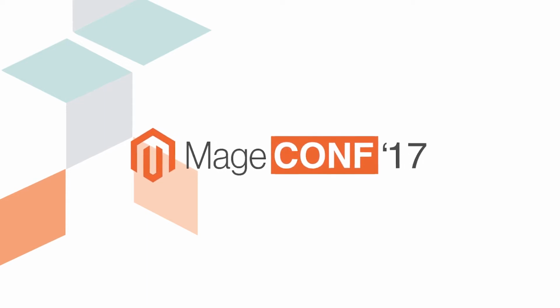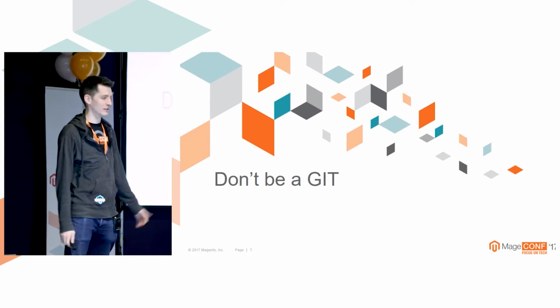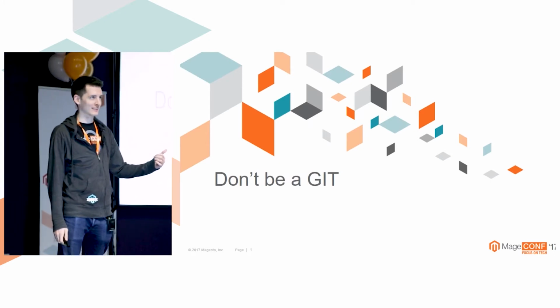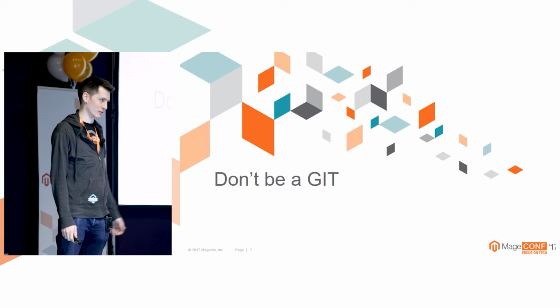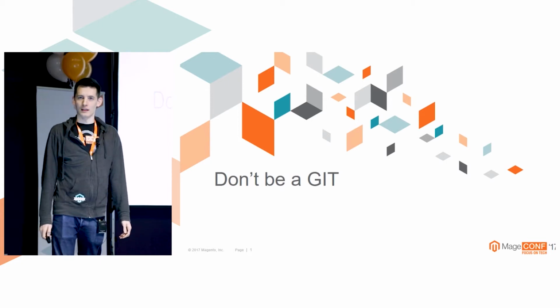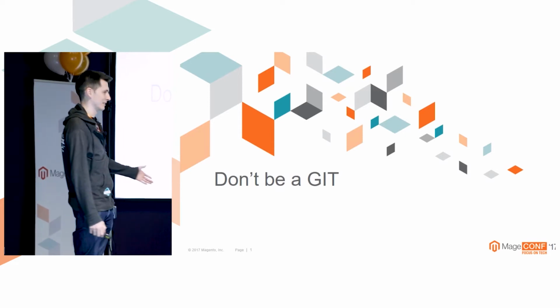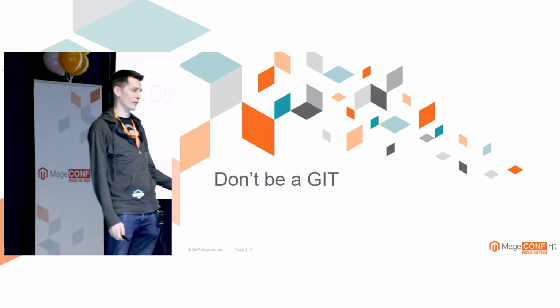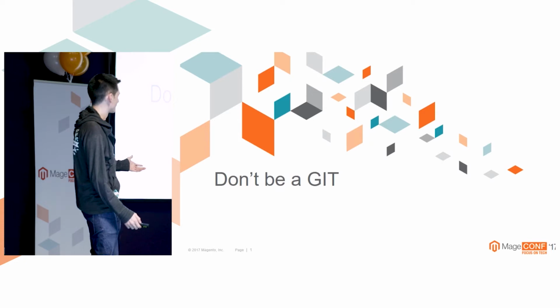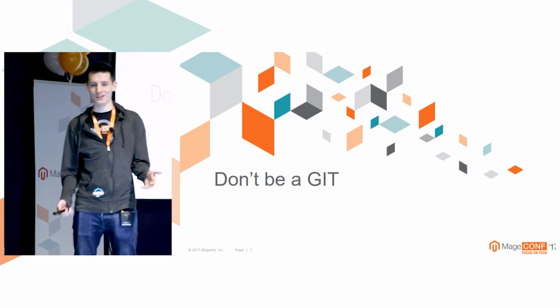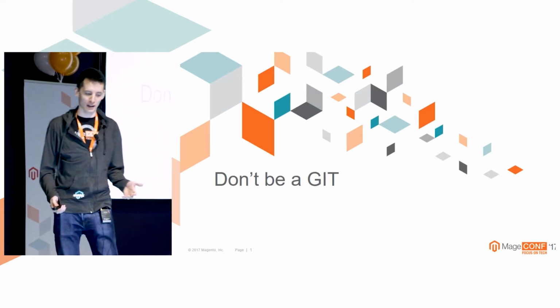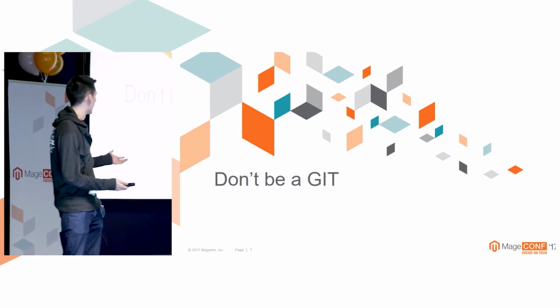I'm David Manus. I will be talking about, don't be a Git. So I'm talking about Git source control. Maybe it doesn't work so well here, but in English, a Git is a synonym for an asshole. So what I want to show is how to use source control without being an asshole.